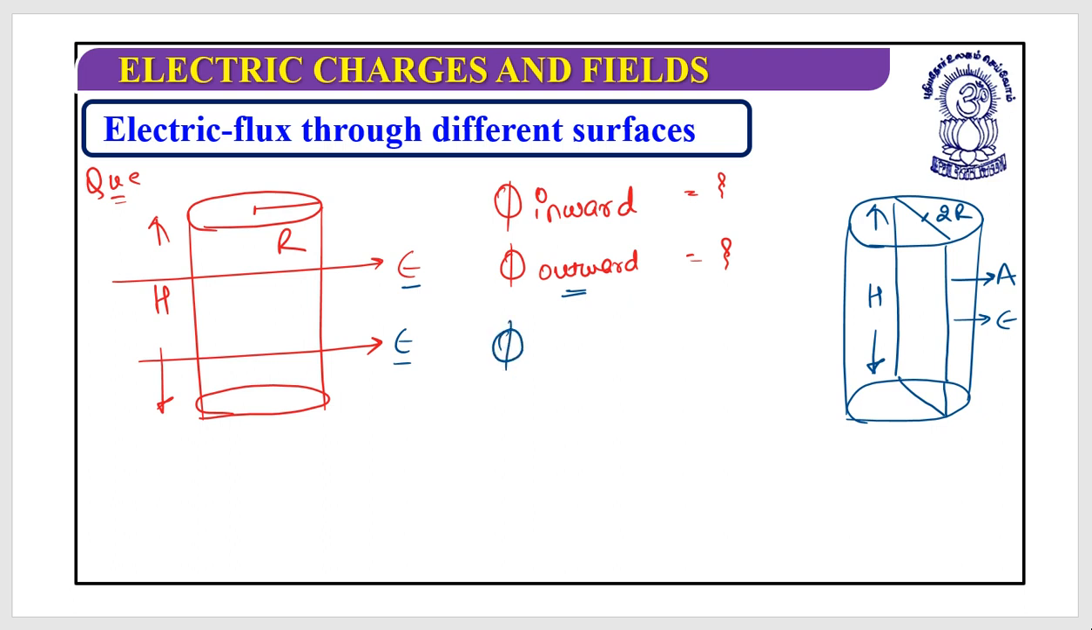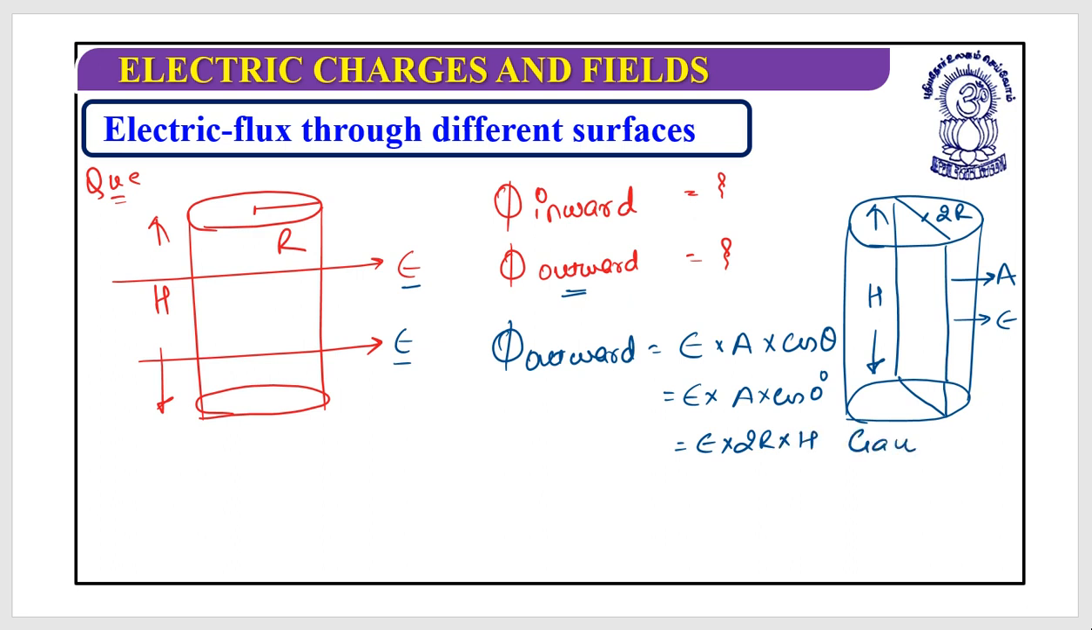So flux outward would be E A cos theta. Here theta would be 0 degree, so this is E into A into cos of 0 degree. So this equals E into A, and area is 2r into h Gauss. Now what about the inward flux? Think it. What about the inward flux?